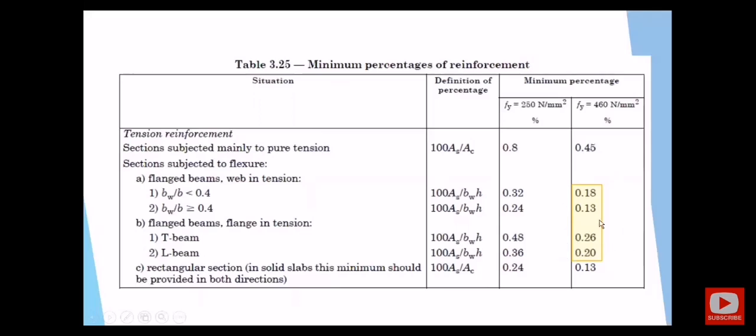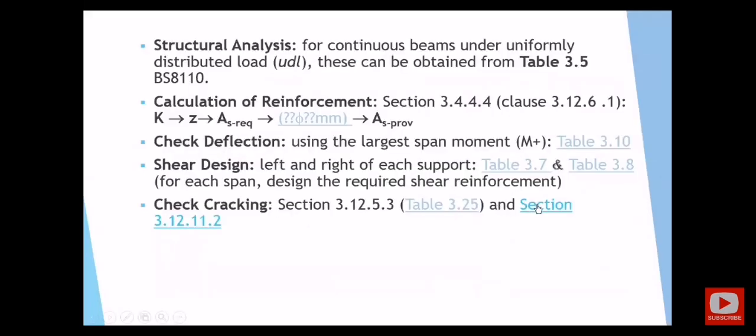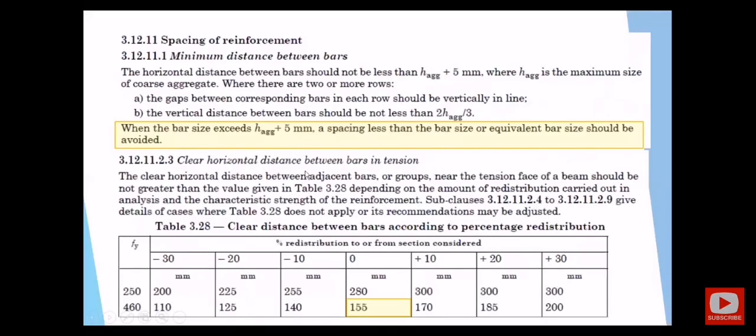Okay, let's go back. How about this section, section 3.12.11.2? Let's see together. It gives you also the spacing of reinforcement, minimum distance between bars. Okay, so the minimum distance between bars in a case of beams is equal to the bar size. When the bar size exceeds h aggregate plus 5, a spacing less than the bar size or equivalent bar should be avoided. Okay, what does this mean here?